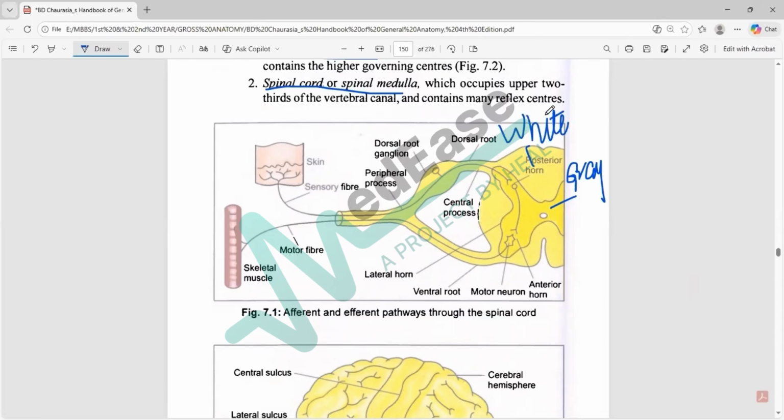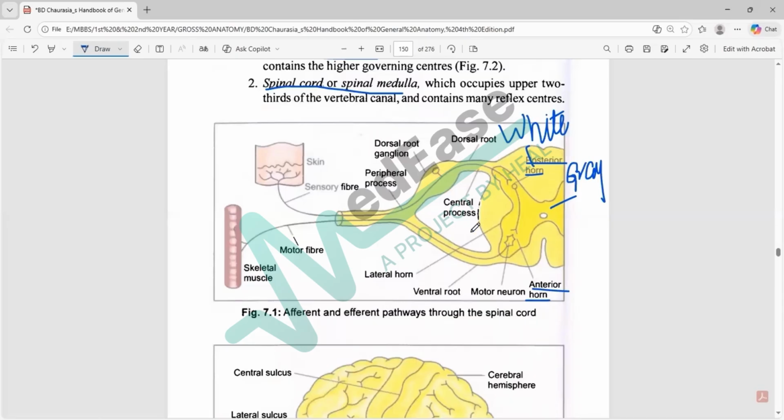Now, you guys need to remember the gray matter is divided into the H shape, and this will be containing the anterior horn and the posterior horns mainly. Now, remember, the anterior horn will be mainly the site for the emersion of the motor root, whereas the posterior horn will be the site for the termination of the sensory root or sensory fibers mainly.